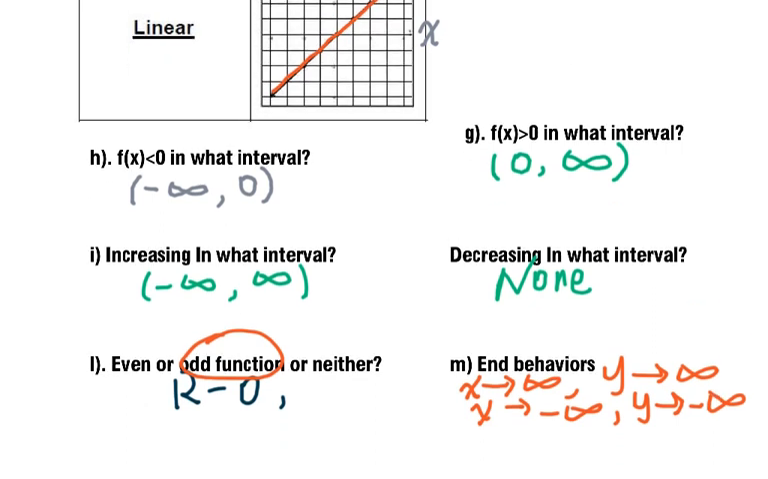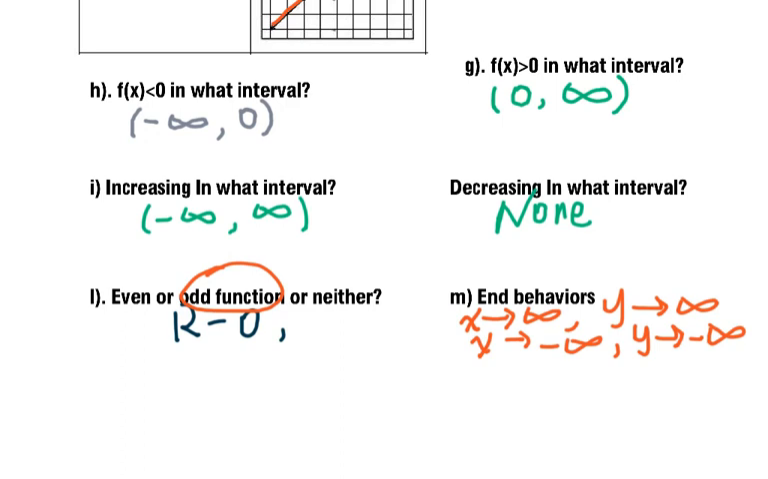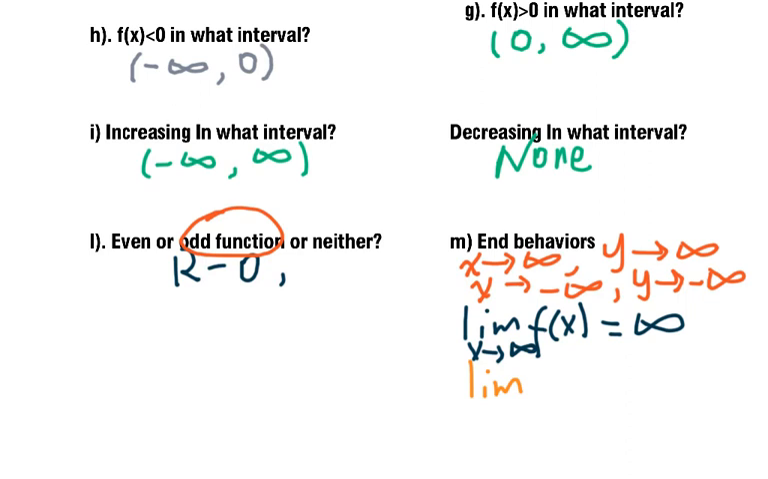For the limit notation for that, it will be the limit of f(x) as x approaches positive infinity equals positive infinity. And the limit of f(x) as x approaches negative infinity equals negative infinity. That's the limit format for the meaning of those two.